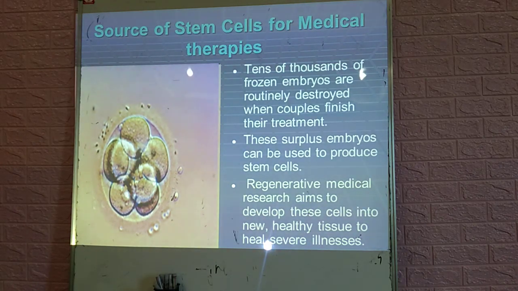Okay, next one. So stores of stem cells for medical therapies. Tens of thousands of frozen embryos are routinely destroyed when couples finish their treatment. If you are to remember, when it comes to in vitro fertilization, there are so many embryos utilized. Frozen embryos were extracted from people who donated their embryos. This surplus of embryos can be used to produce stem cells. Regenerative medical research aims to develop these cells into new, healthy tissues to heal several types of illnesses.